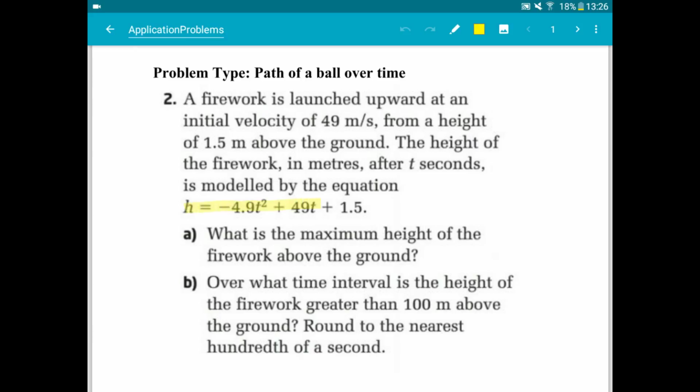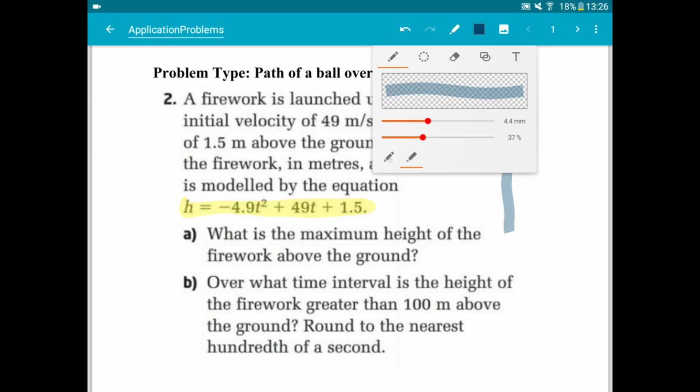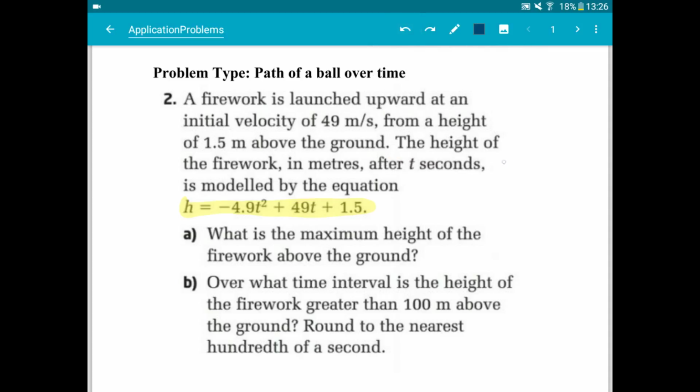And probably this question is just going to deal with this equation because it already did the hard work of making that equation for us. It asks us what the maximum height of the firework is above the ground. And so we know that our x values are all times in seconds. Okay, and all our heights are measured in meters, and those are our y values.